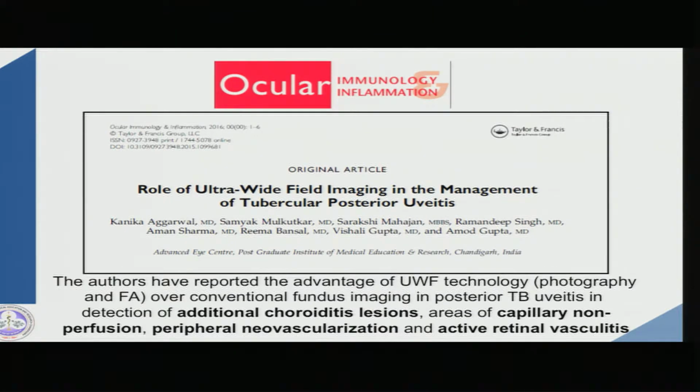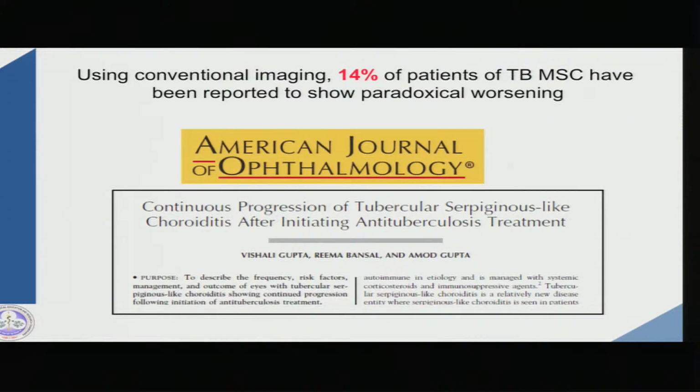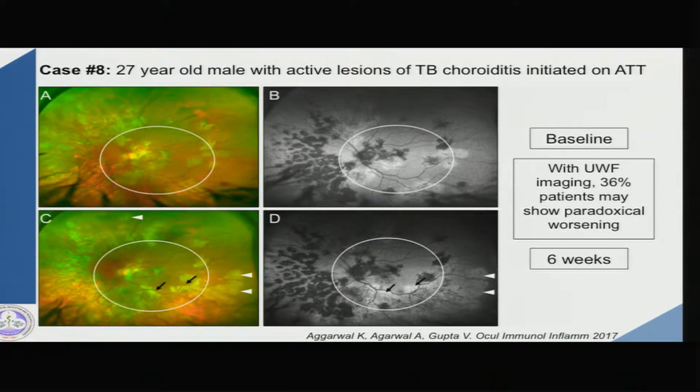Using ultra-wide field imaging, we have recently reported the advantages over conventional imaging, which include detection of additional choroidal lesions, capillary non-perfusion areas, peripheral neovascularization and active vasculitis in patients with posterior uveitis. In 2014, we reported an incidence of almost 14% of paradoxical worsening using conventional imaging in ocular TB. As shown in this case, using wide field imaging, in this 27-year-old male, you can very easily detect both central as well as peripheral worsening at 6 weeks following anti-tubercular therapy.